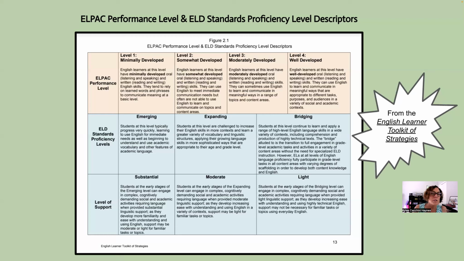Obviously, for an emerging student whose English is just emerging, they need substantial support. Students at the early stages of emerging level can engage in complex, cognitively demanding social and academic activities, but they need substantial support. And then for level 2-3, it's moderate support, and level 3-4, it's light support.